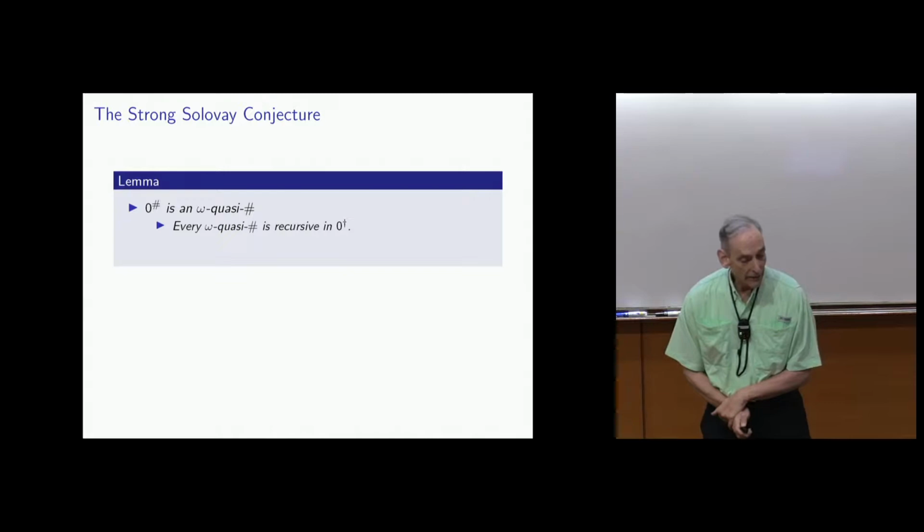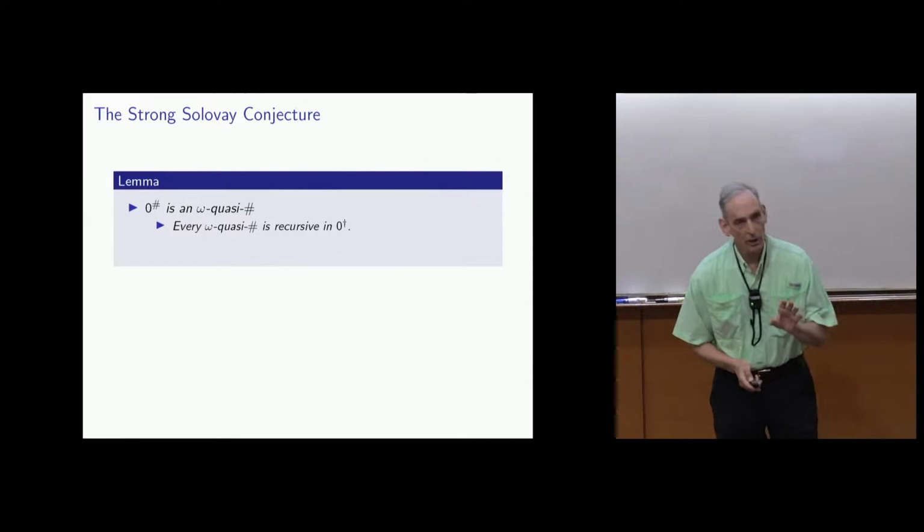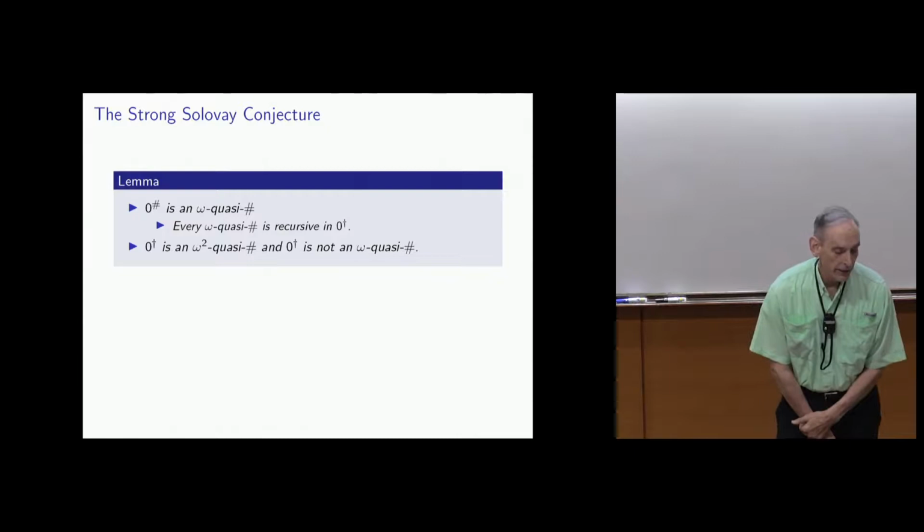Every omega quasi-sharp is recursive in zero dagger. Zero dagger is the sharp of the inner model for one measurable cardinal. So omega quasi-sharps cannot be too complicated. Zero dagger is an omega squared quasi-sharp. It's not an omega quasi-sharp.